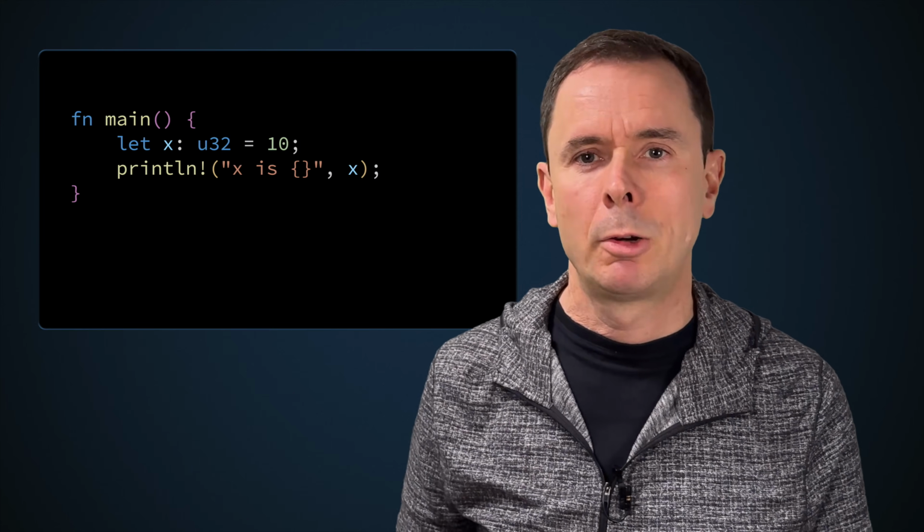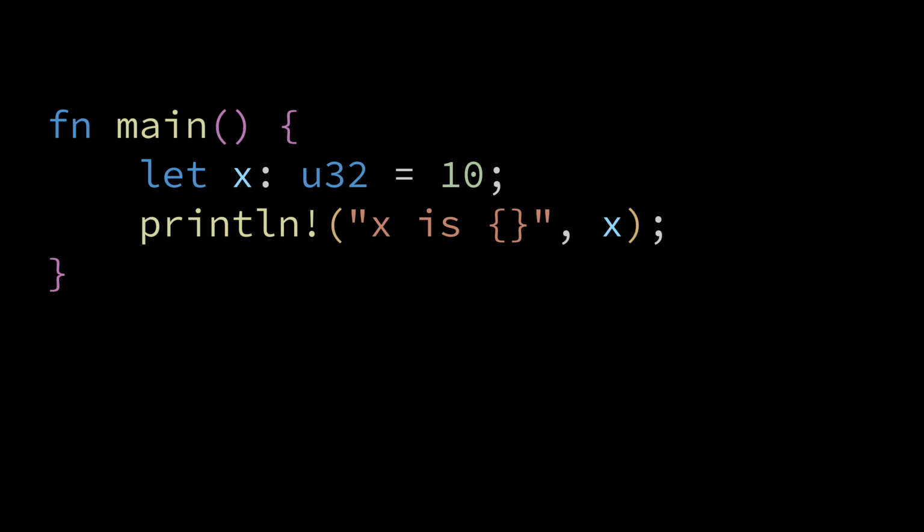The reason println is a macro is because it takes a variable number of arguments, and it parses the format string at compile time and checks it against the types of the arguments. So let's try that now. Let's declare a variable and print its value. The let keyword declares the variable x with type u32. The thing after the colon is the type. u32 is the unsigned 32-bit integer type.